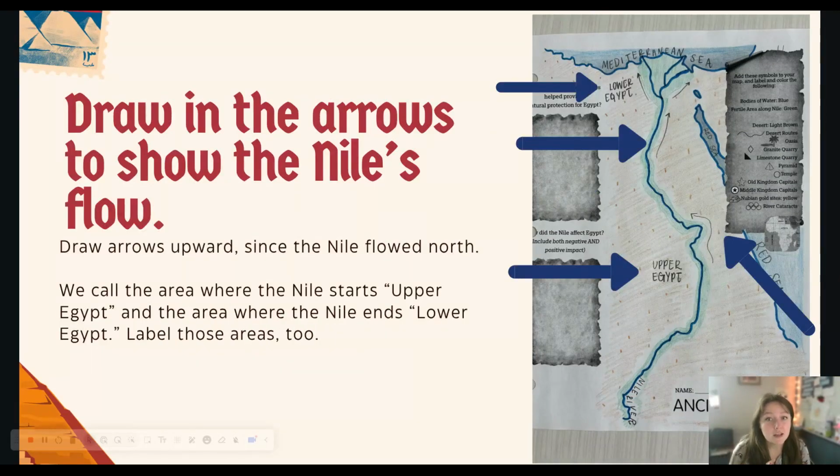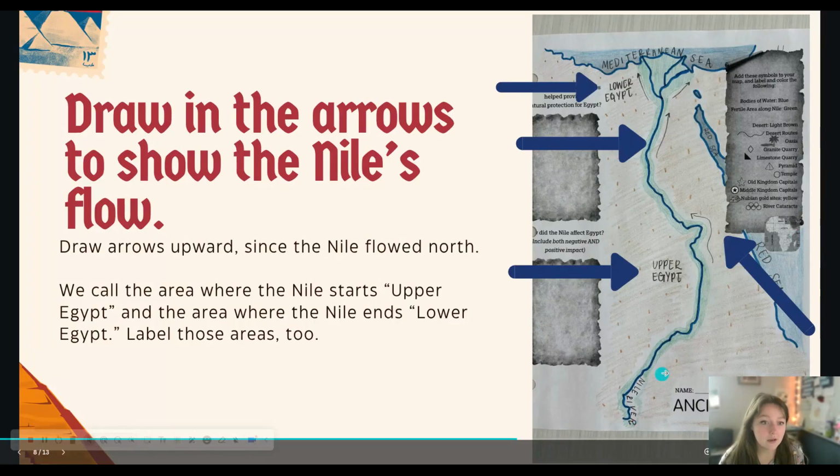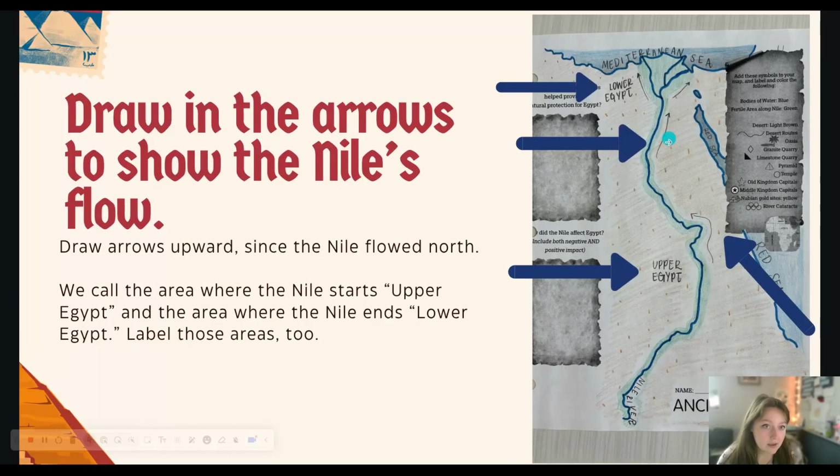I also want you to make sure that you know how the Nile flows. So the Nile's a little weird. You would think that it would kind of flow from the north to the south, but the Nile flows in the opposite direction. So it actually flows up, it flows north. So I drew some arrows to show me that. I also want you to go ahead and label Upper Egypt and Lower Egypt.